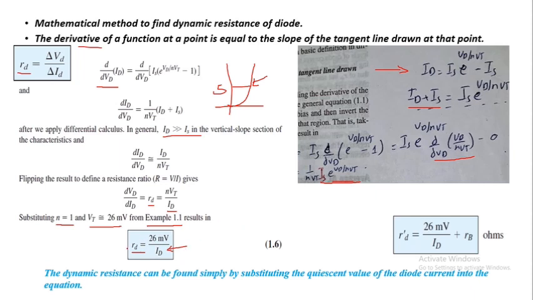Now this equation will define the AC or dynamic resistance of the PN junction part only. But as we use a diode in practical circuits, the diode will have some resistance at its body or at its metal contact. So adding those values of resistance from the body of the diode or metal contact, we can rewrite the equation as r prime d equal to 26 millivolt over ID plus RB, which is the body resistance of that diode.